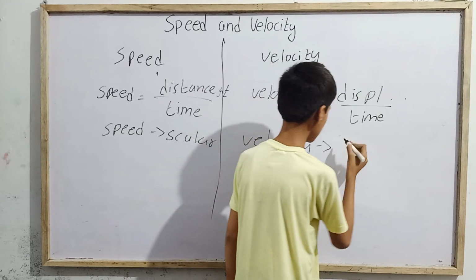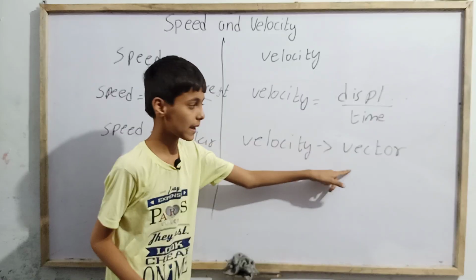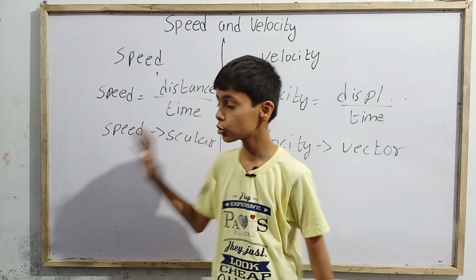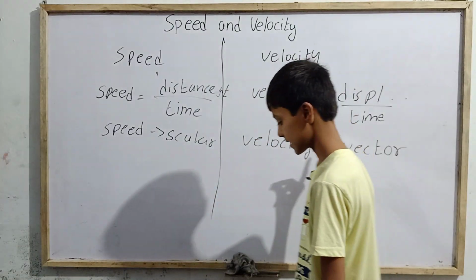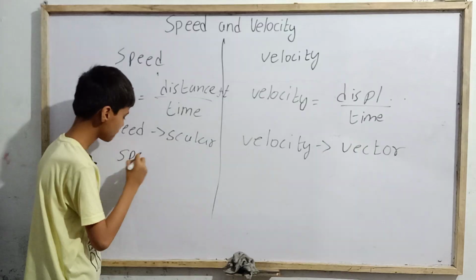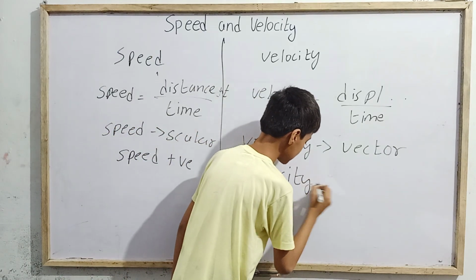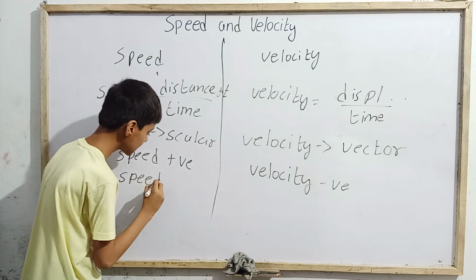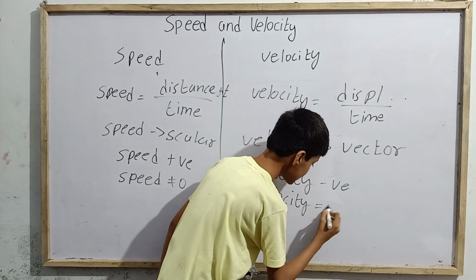Why is it so? Because speed has only magnitude, while velocity has magnitude as well as direction. So the two main differences between speed and velocity are that speed is a scalar and velocity is a vector. Also, speed is always positive, while velocity can be negative. Speed is never equal to 0, while velocity can be equal to 0.